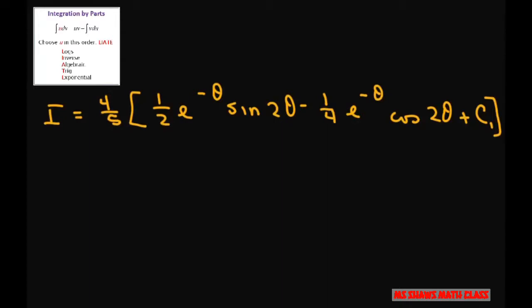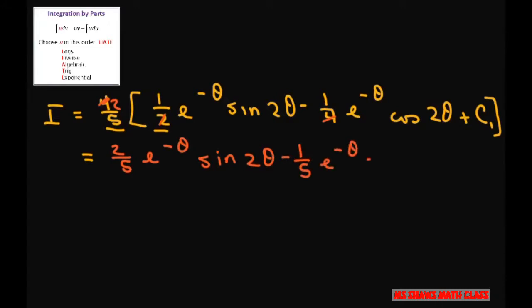And now let's distribute. So you're going to get 4/10. When you multiply these two, that's 4/10, or you could just do it this way. 2 goes into 4 2 times. So that's going to be 2/5 e to the negative theta sine of 2 theta. And in here, the 4's would cancel. So you're just going to get minus 1/5 e to the negative theta cosine of 2 theta plus 4/5 C1. And finally, you just copy this down again.